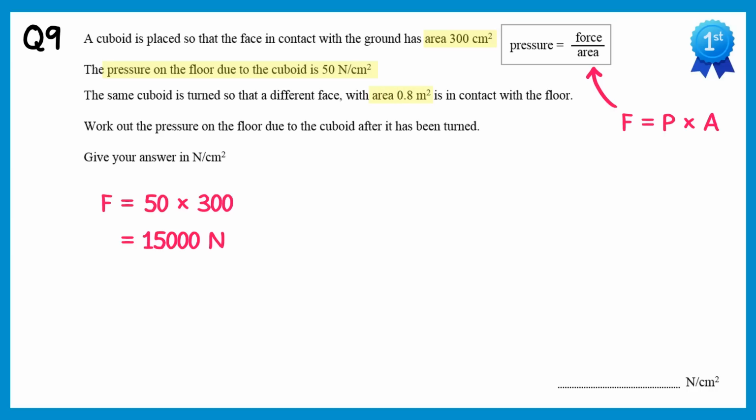And we need to work out the pressure. So we'll use the formula pressure equals force over area. Now the force is going to be the same because it's the same cuboid, so 15,000 newtons, and we're going to divide it by area. But you need to be careful.